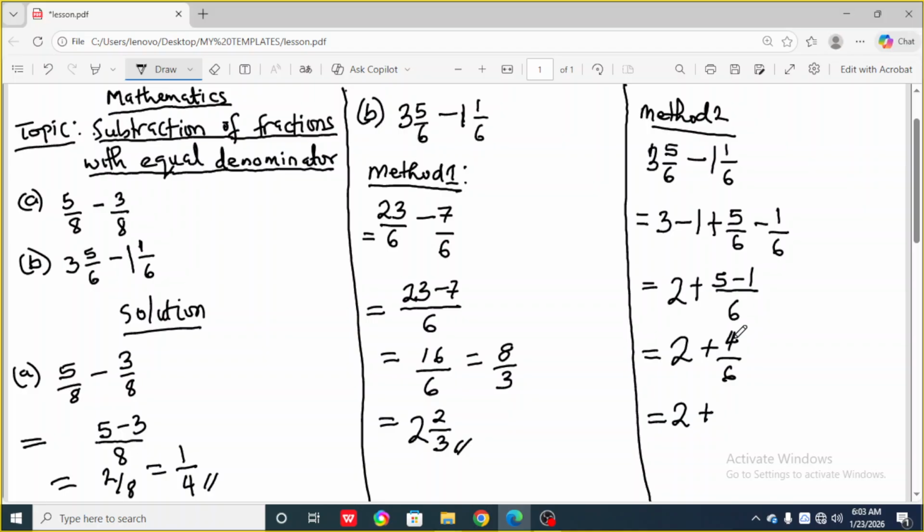2 is a factor of 4. 2 is also a factor of 6. So we divide the numerator and denominator by 2. 4 divided by 2, we have 2. 6 divided by 2, we have 3. Then the next thing we will do is to remove the plus. So we now have 2 whole number 2 over 3, which is the same thing as in the first method.